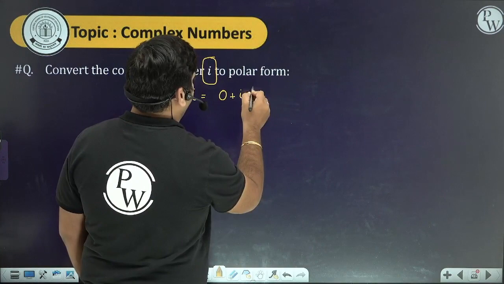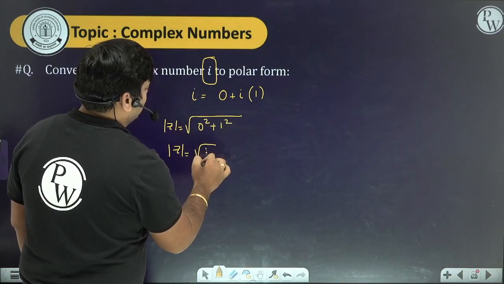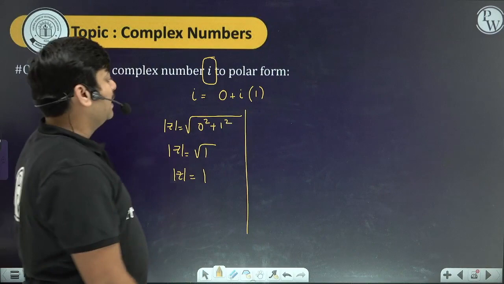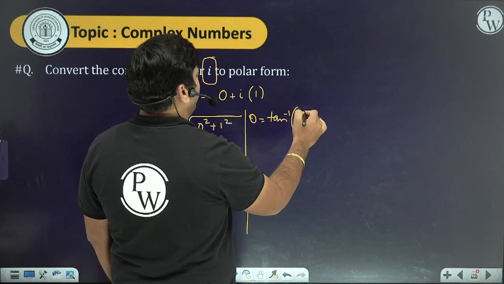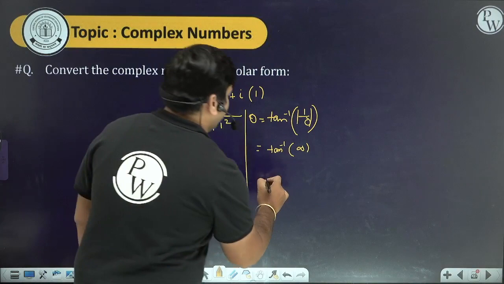So, what is mod z? Mod z is root over a square plus b square, that is root over 0 square plus 1 square, which is 1. So mod z is 1. Done. Okay, that is about mod z. We need to find the angle theta. Theta is equal to tan inverse of y by x, 1 by 0. That will give you tan inverse infinity, or undefined, which comes at an angle of pi by 2.